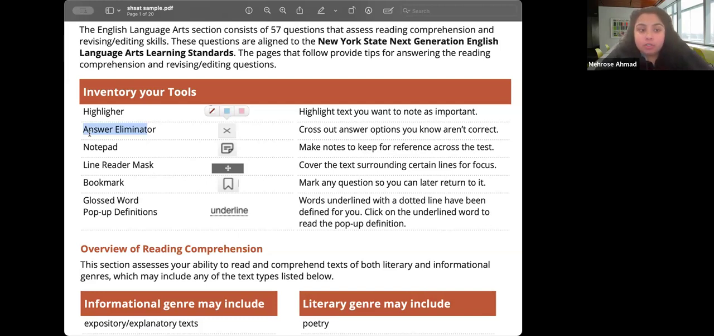You're increasing the probability of getting the answer correct. Even if there's a question that you may not know the answer to, if you eliminate a few answer choices, you're just increasing the probability and the percentage chance of getting the question correct. So this is also a very important skill to know.